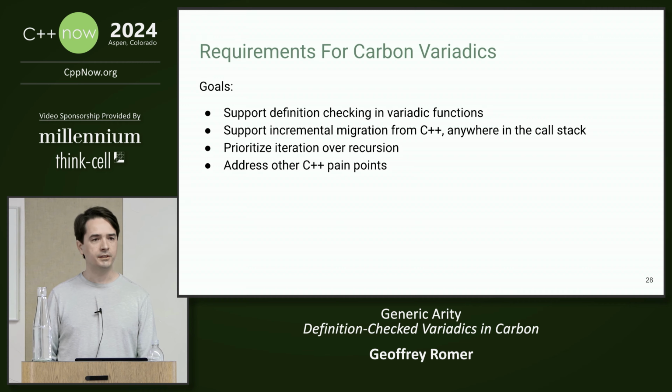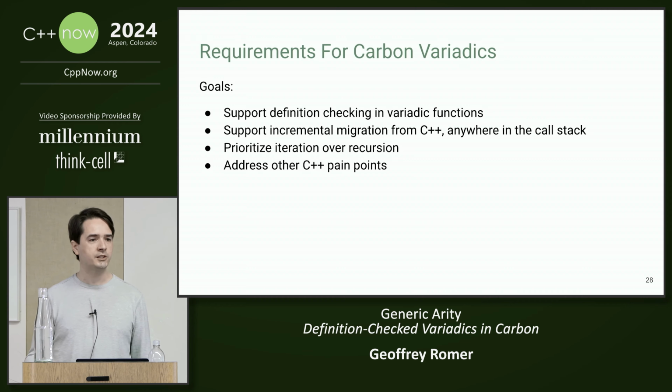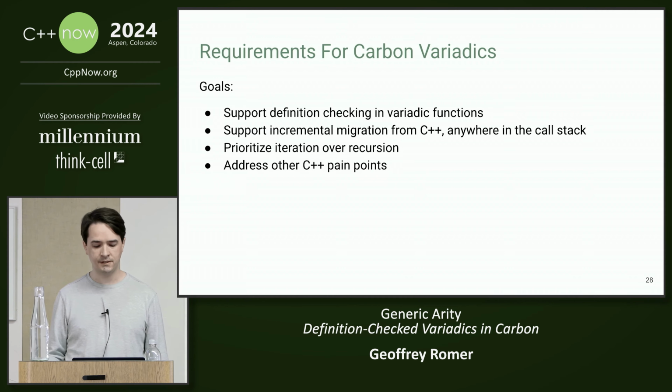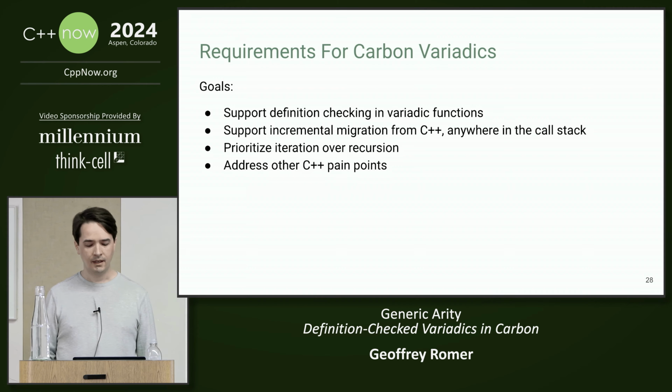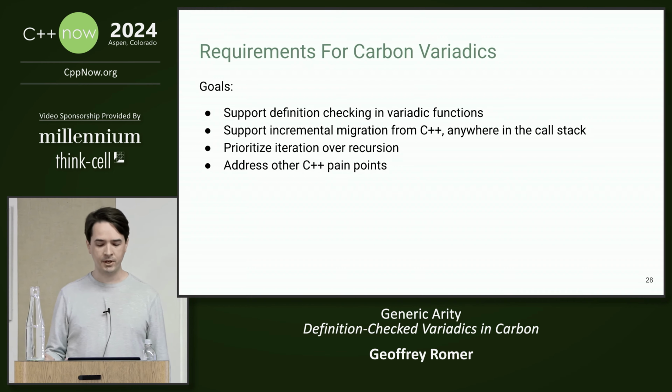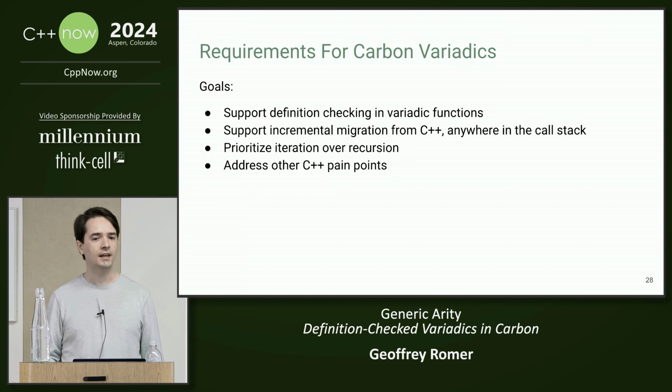There are also some other smaller pain points of C++ Variadics that we want to address while we're at it. In particular, we want to support homogeneous Variadic functions. That's functions that take some number of arguments of the same type. And we want to allow Variadic parameters to go at the beginning of the parameter list, or even in the middle, not just at the end.